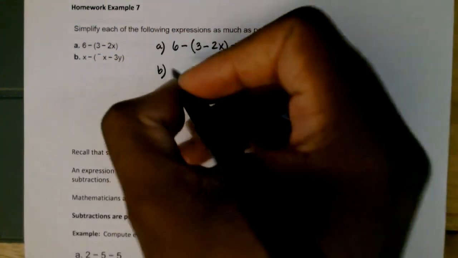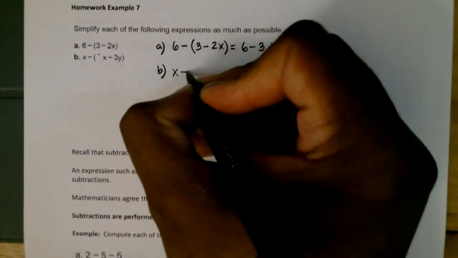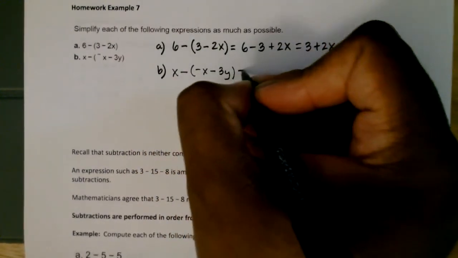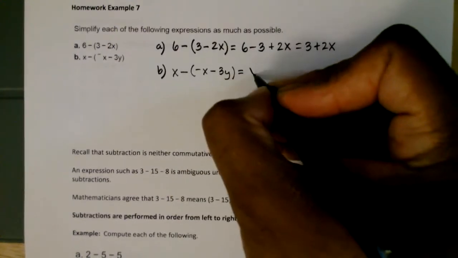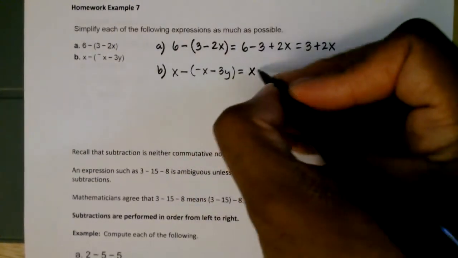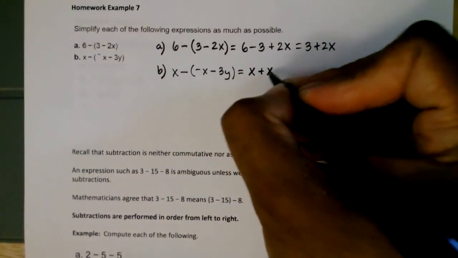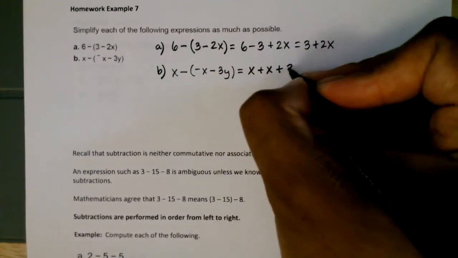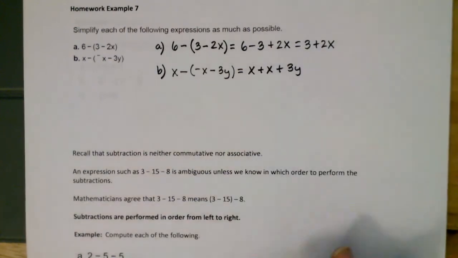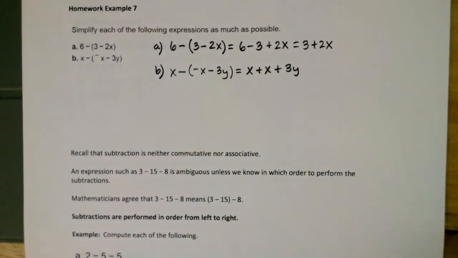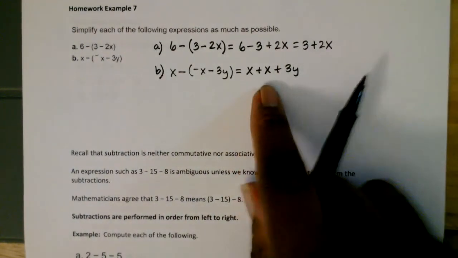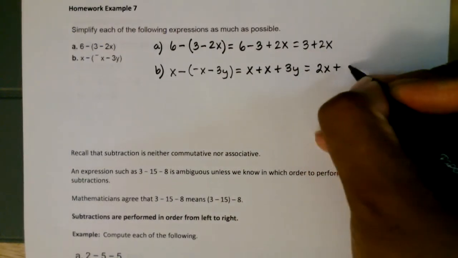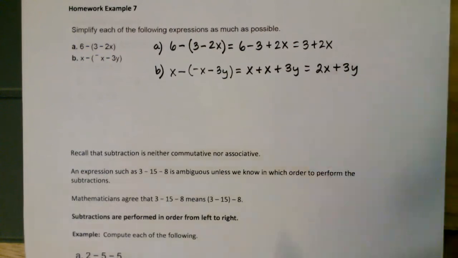The same with part B. x minus, and then negative x minus 3y. Bring this x over, take the opposite of negative x, that would be a plus x. Then the opposite of minus 3y would be a plus 3y. And now I got 1x plus another 1x. That would be 2x plus 3y.